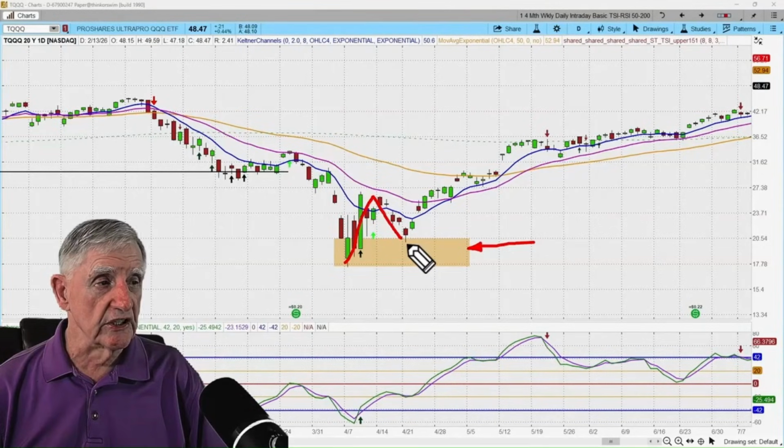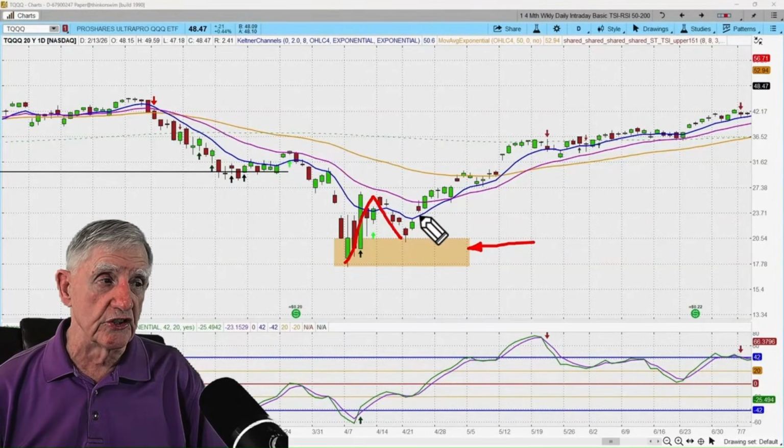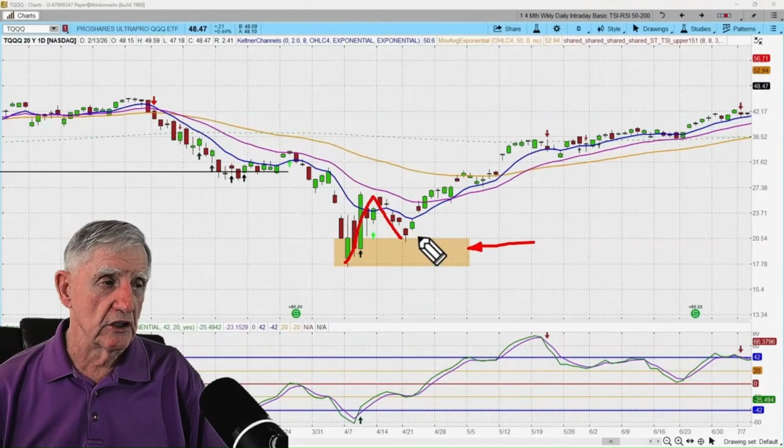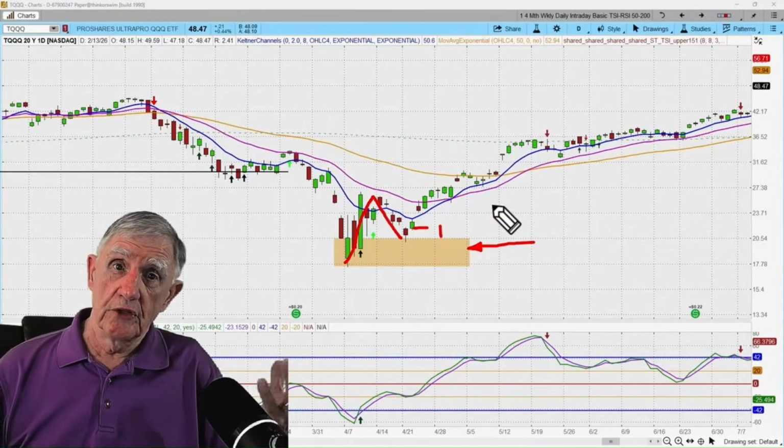So a secondary trigger, while I haven't breached the 8-day moving average yet, would be to take a trade above the high of the low day, which would have gotten me into this trade about there. That's one trigger. Now, you may be wondering, are there other triggers that we could be looking at?